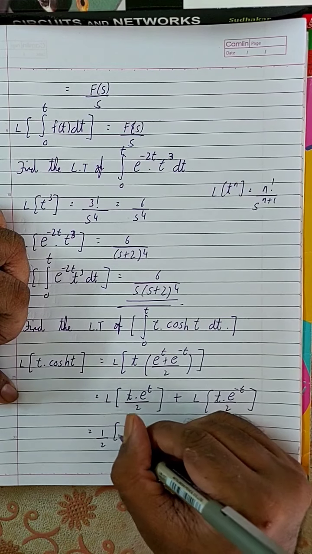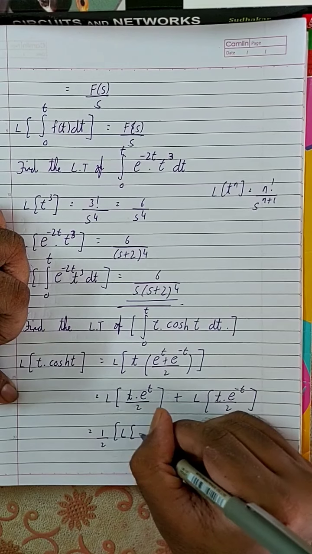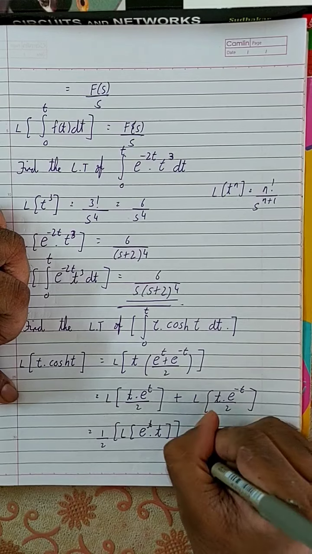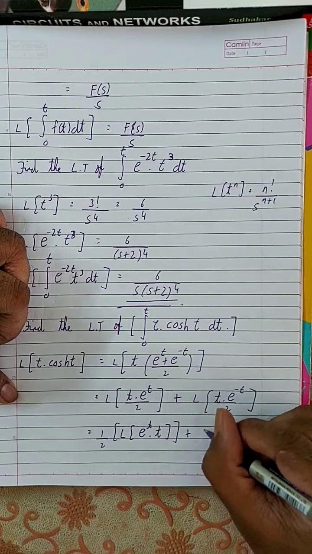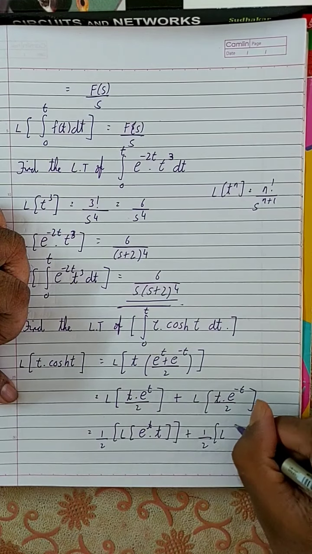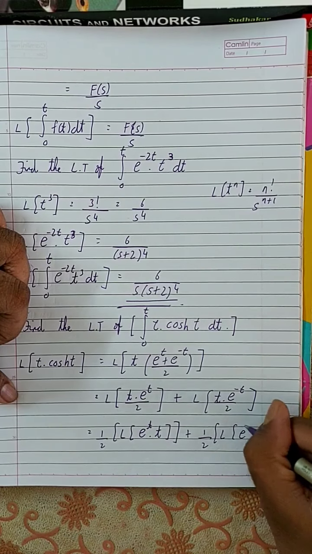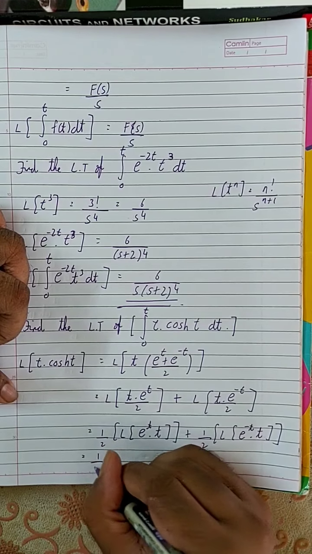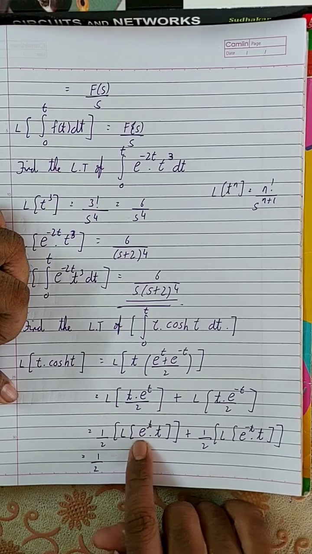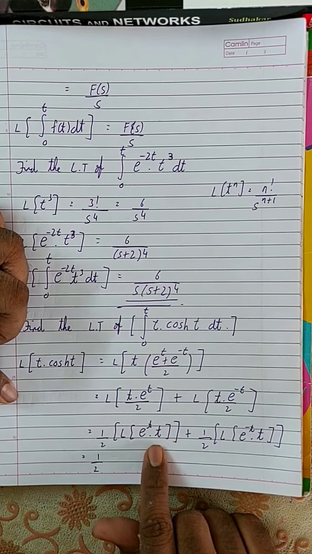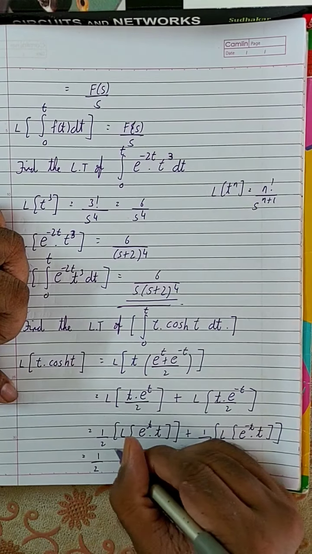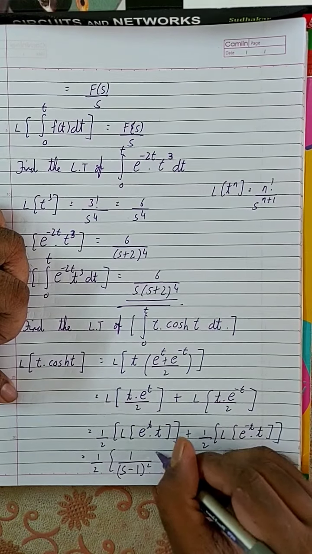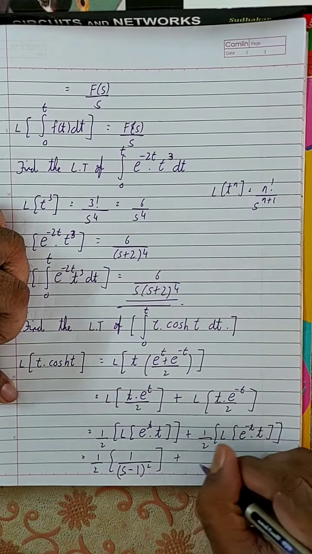Or this can also be written as 1 by 2 into the Laplace transform of e raised to t into t, plus 1 by 2 into the Laplace transform of e raised to minus t into t. So in that case, 1 by 2 into, what is the Laplace transform of e raised to t into t? The Laplace transform of t is 1 by s square, so this is nothing but 1 by (s minus 1) the whole square, frequency shifting theorem.